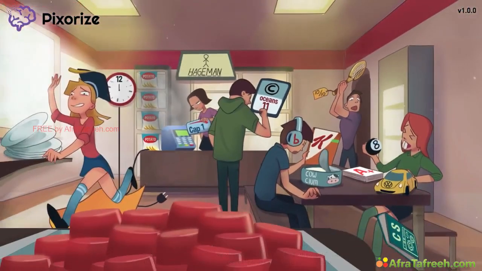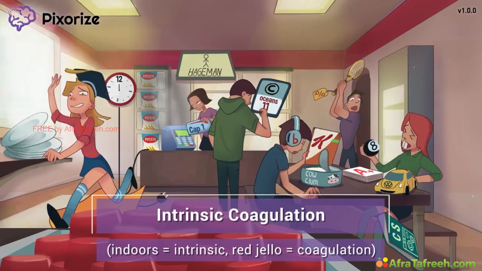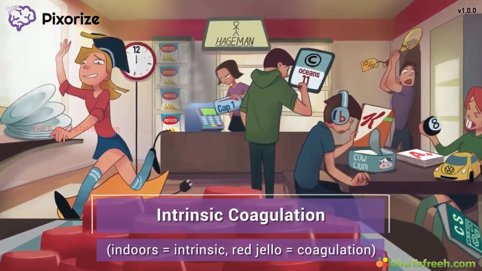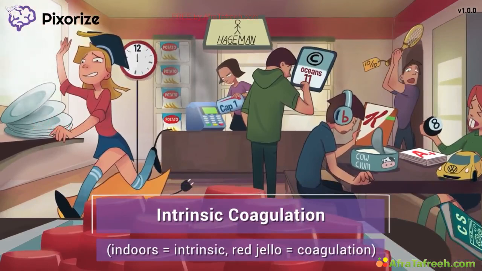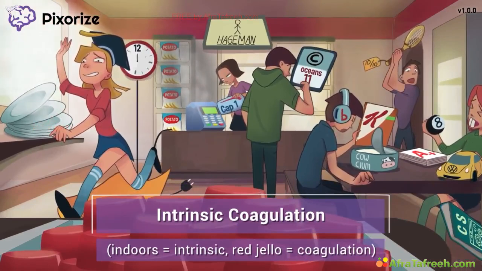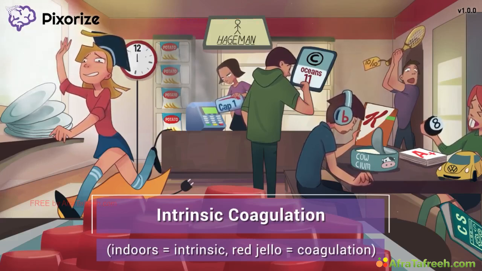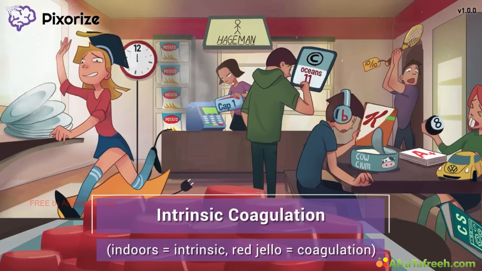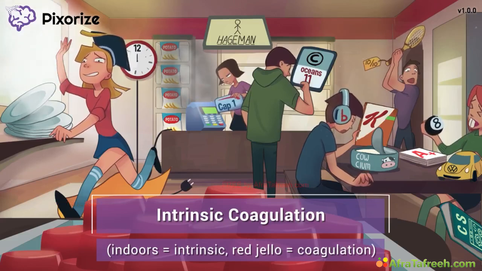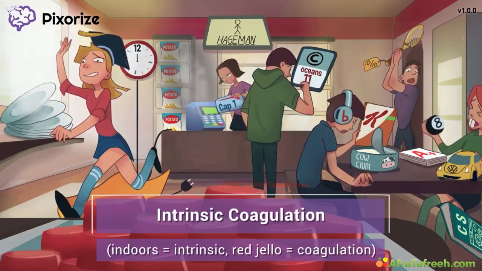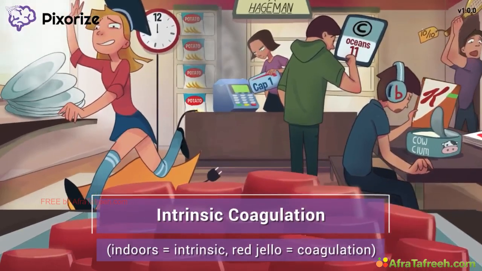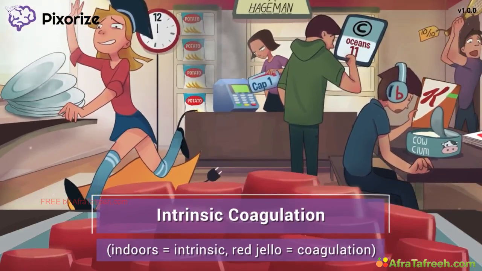Let's get started. It's lunchtime inside the cafeteria, and for dessert today, we obviously have Jell-O, since these indoor cafeterias always serve Jell-O on the buffet line, right? Anyways, the indoor setting here should remind you of the intrinsic pathway, since intrinsic refers to something coming from inside or within. And the red Jell-O, well, that's our symbol for coagulation, since Jell-O is formed by the clumping together of red liquid, which is kind of like how red blood clots in your body, right? And if we put all this together, this indoors Jell-O is our memory anchor for the intrinsic pathway for coagulation.